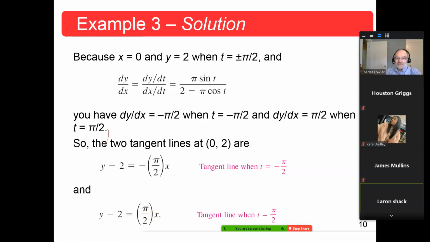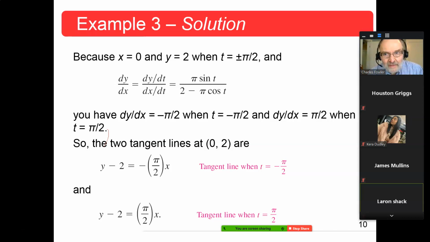So that's why they turned out doing it backwards. They used point-slope formula rather than using slope-intercept formula. Slope-intercept would have been far easier to do. And a little more standard too. All right, any questions on example 3?